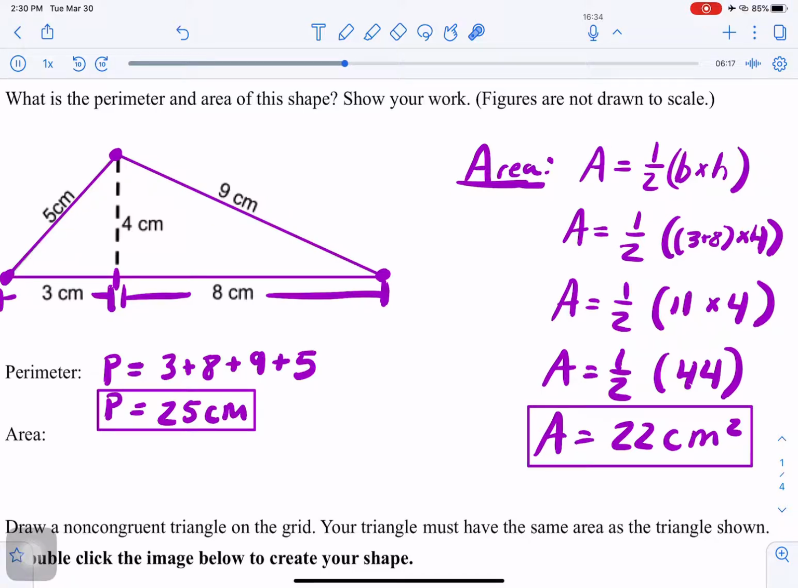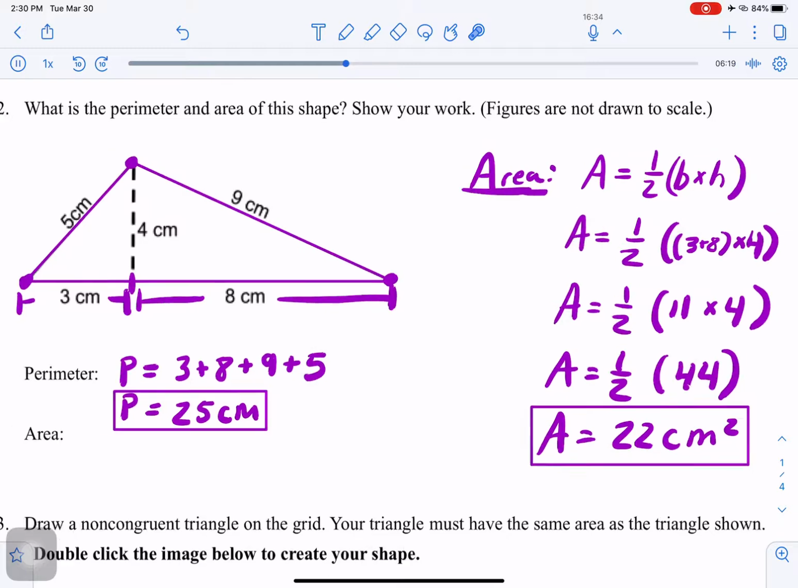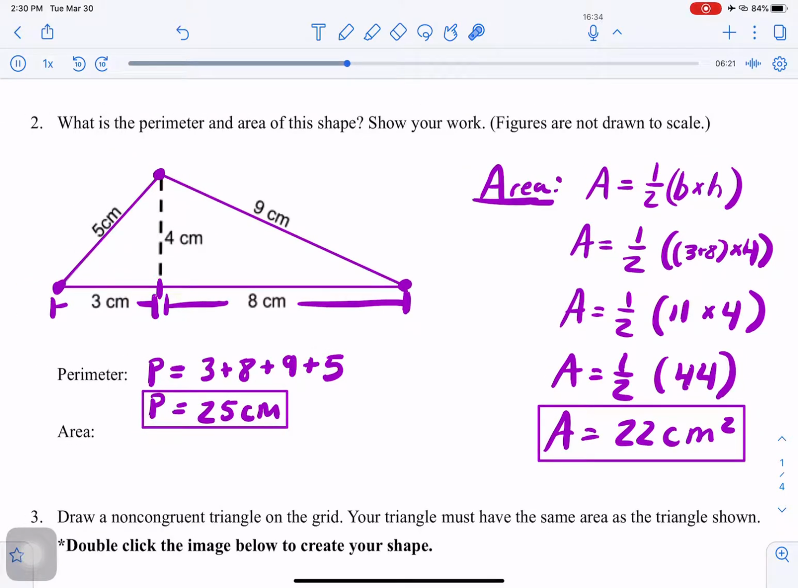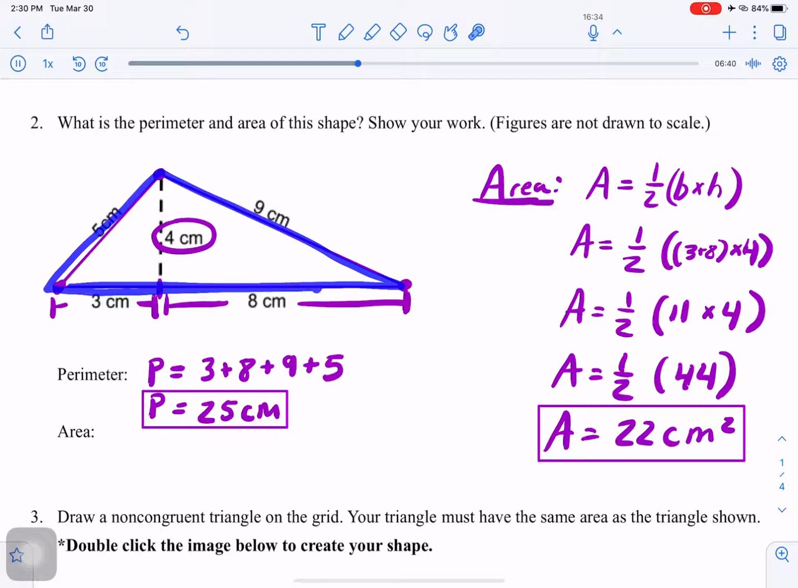Okay? And that gives us the perimeter and the area for the shape all together. So keep in mind here, even though we saw that it included the height of 4 in the triangle, we ignore the height when we find the perimeter. We only worry about the numbers that make up the distance around the shape. The height is helpful for when we find the area of a triangle, okay?